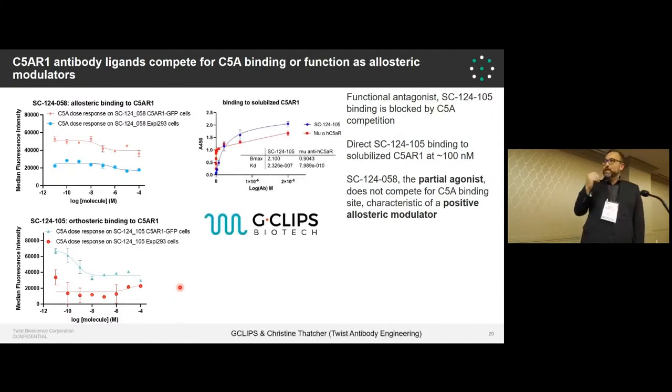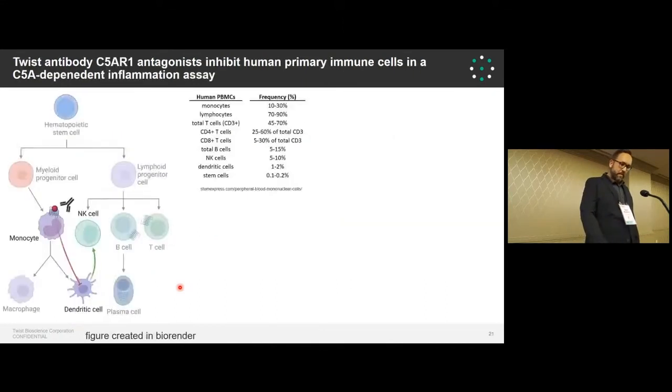And then we worked with GPCR companies that gave us some really nice solubilized C5a receptor to do direct binding for this 105. So even though the binding is weak, it does bind to the receptor really well. Okay, so the last little piece here is just the functional assays.